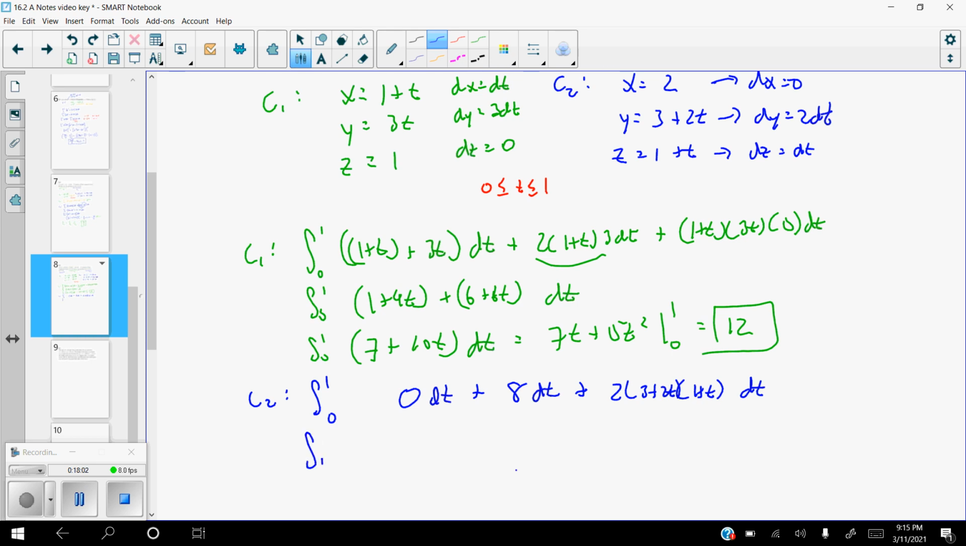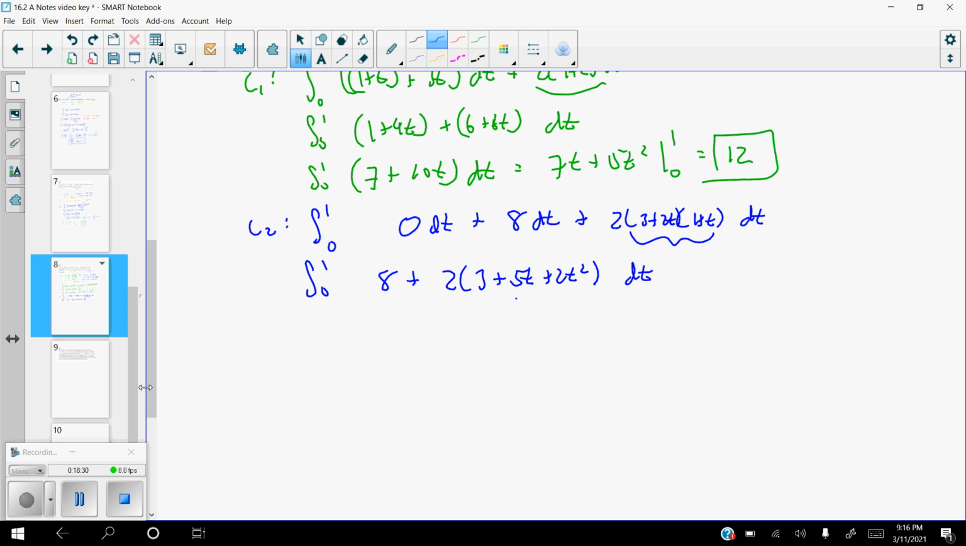So let's see what we get when we start combining stuff here. We're still going to have that 8. I'm going to have to FOIL this. That's going to give me 2 times, let's see, that'll be 3 plus 2t, and 3t is 5t. Last is going to be 2t squared dt.